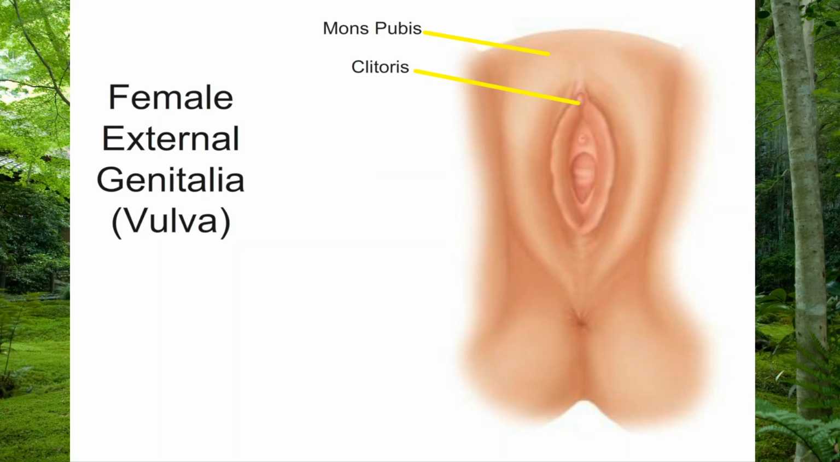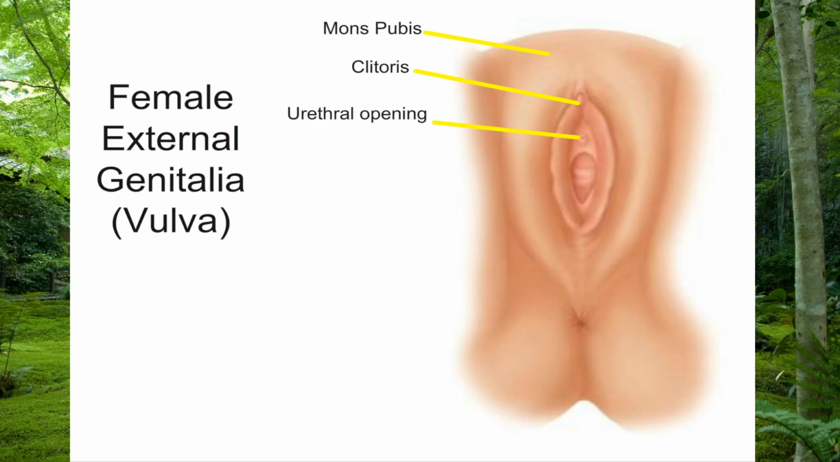Inferior to the mons pubis is the clitoris. The clitoris is basically a little bit of erectile tissue that contains lots and lots of nerve endings. And it's homologous to the glans penis of males. And so basically the clitoris is stimulated during sexual intercourse, which results in arousal and eventually orgasm. It's a very sensitive area of the body, very important for sexual arousal.